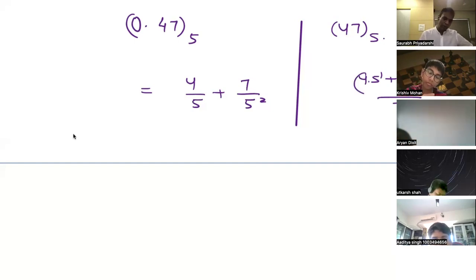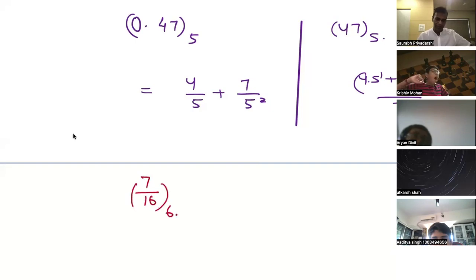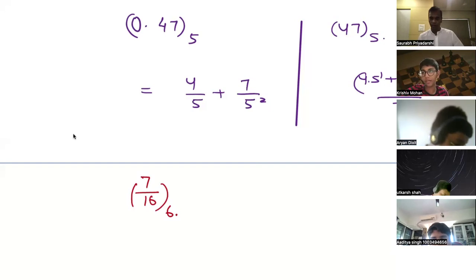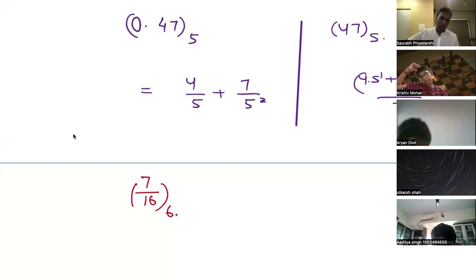So just I'm giving you a question. A fraction 7 by 16 with a base 6. What is the fraction number of this in base 10? 7 by 16 is given, and in base 10 we have to write this fraction 7 by 16 as the number with a base 6. I'll write something this way, so I guess no confusion will be there.